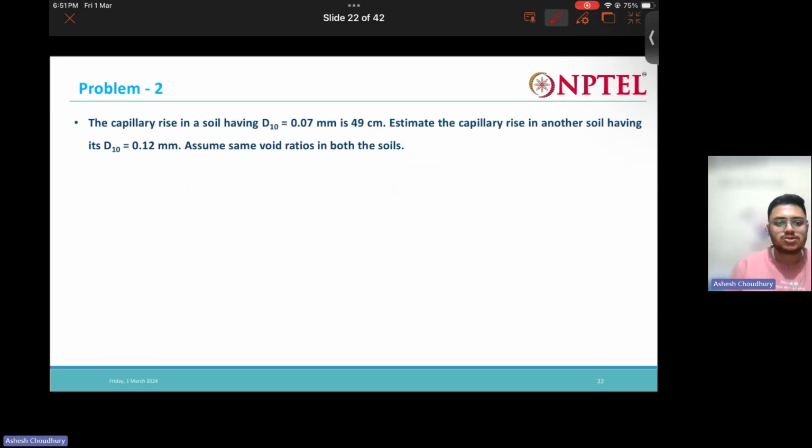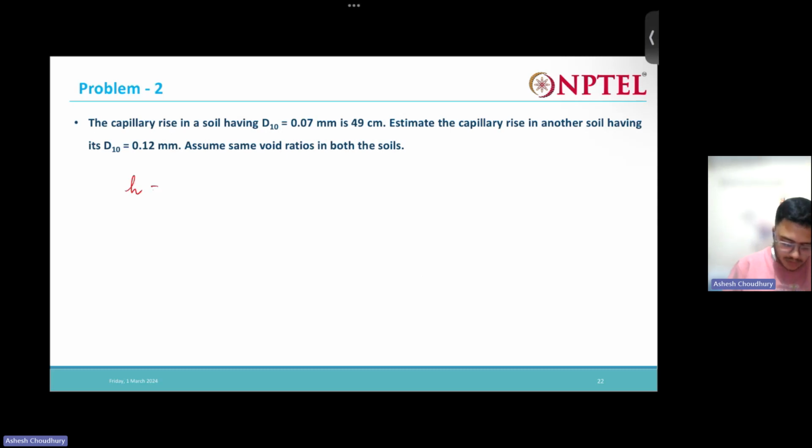Now the capillary rise in a soil having D10 size is given. In a soil having D10, the effective size is 0.07 mm, the capillary rise is 49 centimeters. Estimate the capillary rise in another soil having D10 as 0.12 mm, assuming same void ratios in both the soils. So now we have to use this size formula. We have H is equal to C by E D10. So we can write that H into D10 is constant in our case, because C is constant, E is also constant.